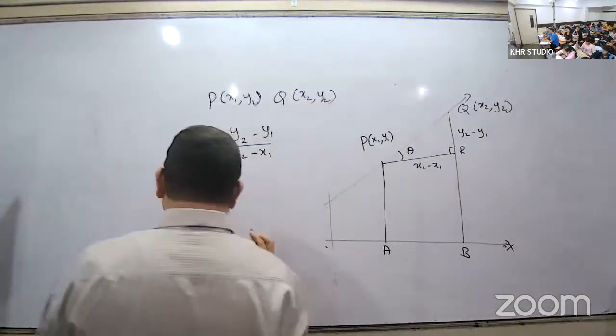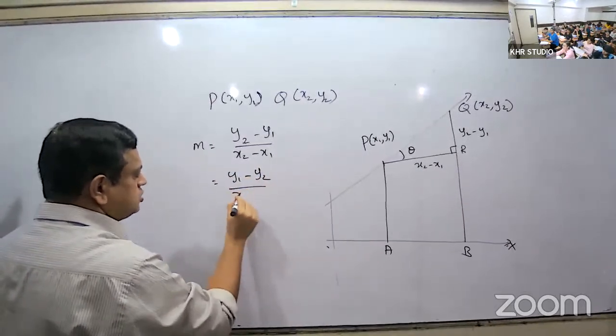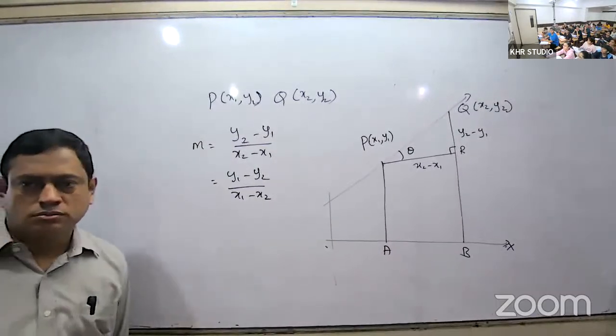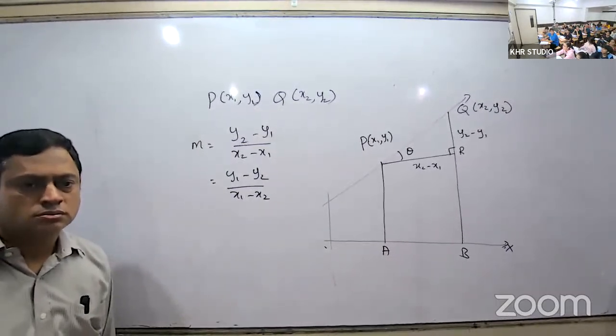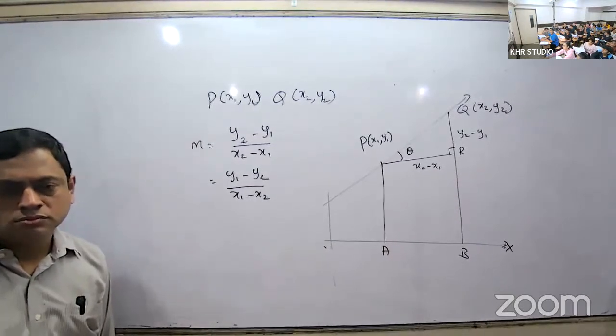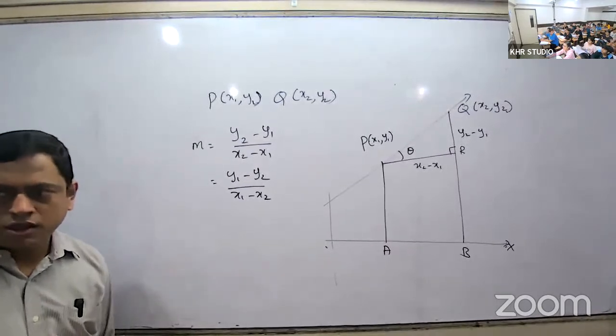Okay. Check, can we write this way: m is equal to y1 minus y2 upon x1 minus x2. Possible? Sir, no, not possible. It's possible. Finally decide. Not possible. It's possible. Agreed?